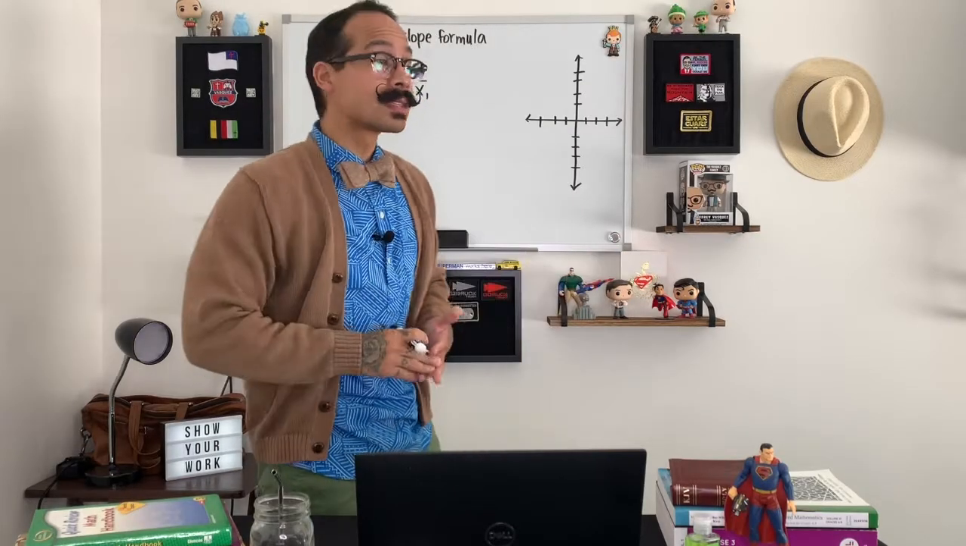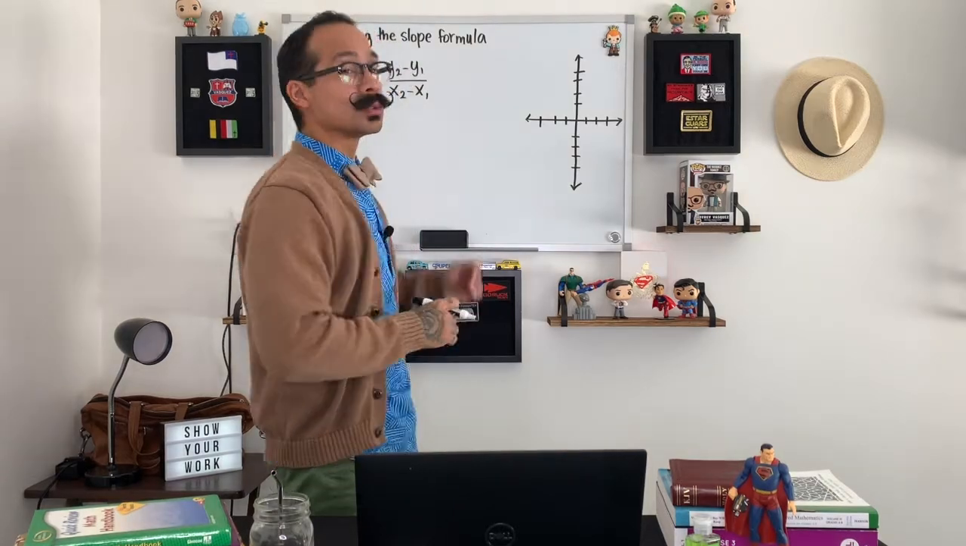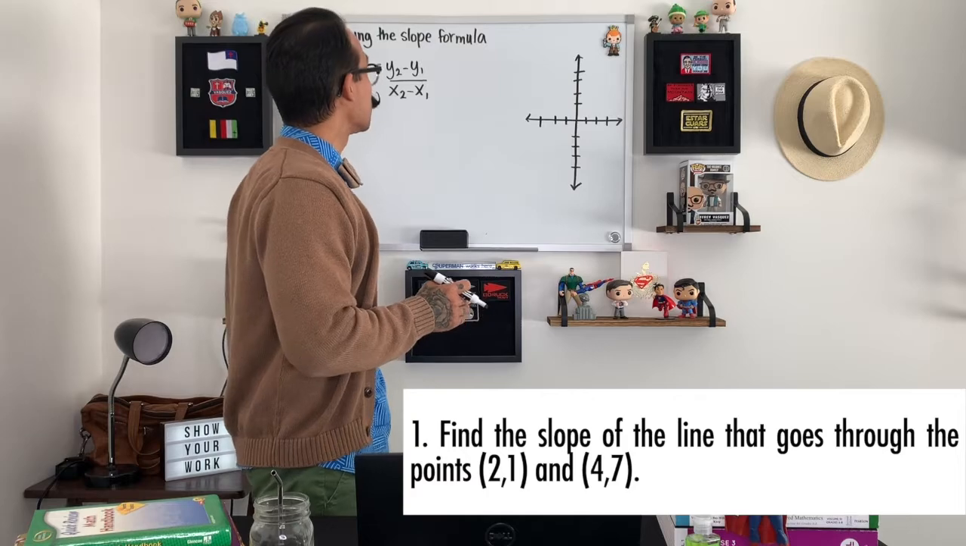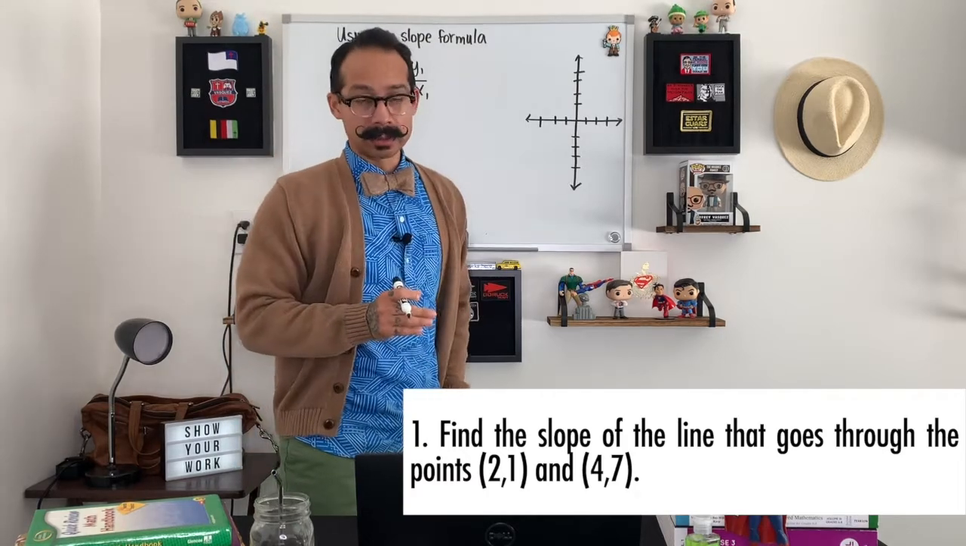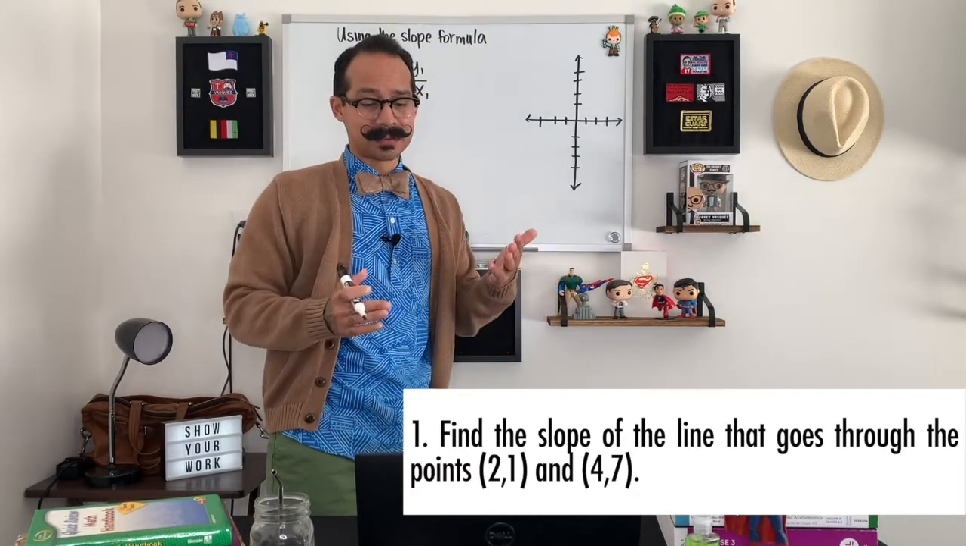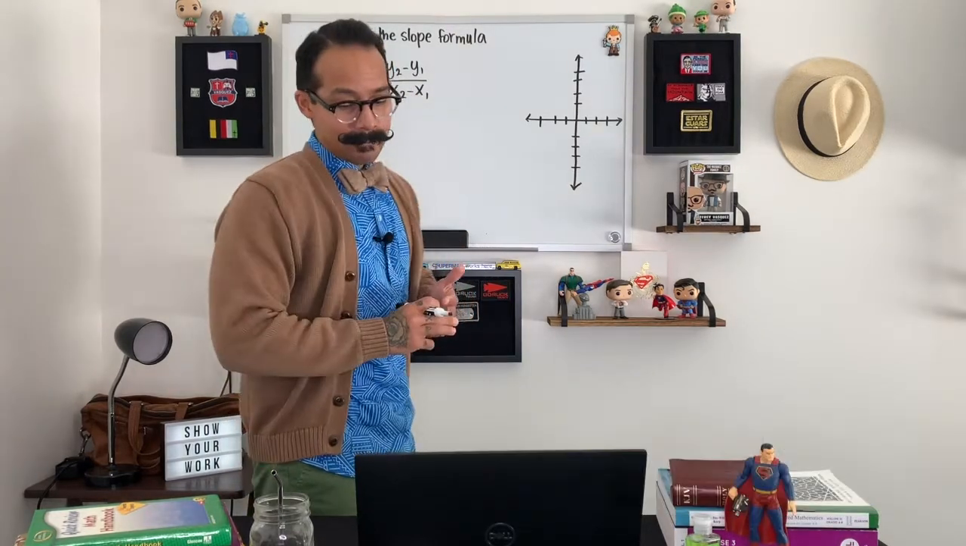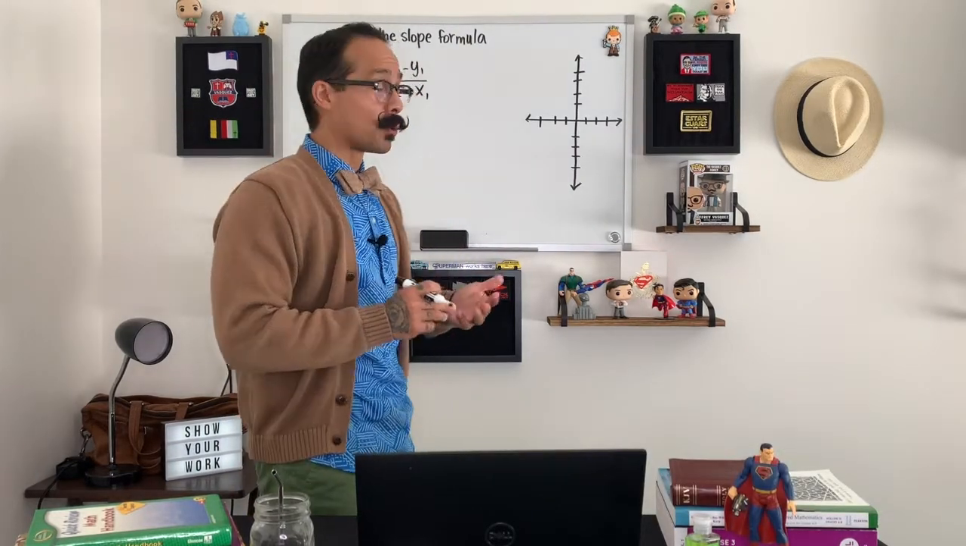Remember that when using the slope formula, we have m is equal to y2 minus y1 over x2 minus x1. For this first question, we're asked to find the slope of the line that goes through the points (2, 1) and (4, 7).